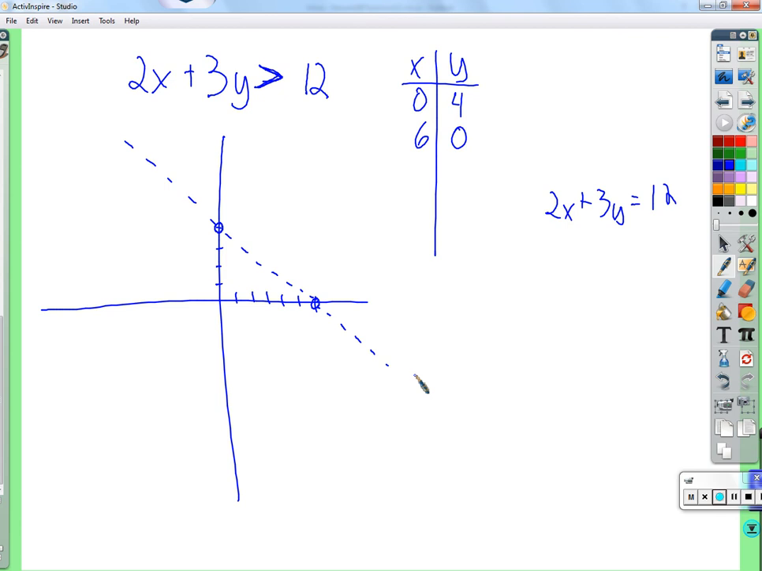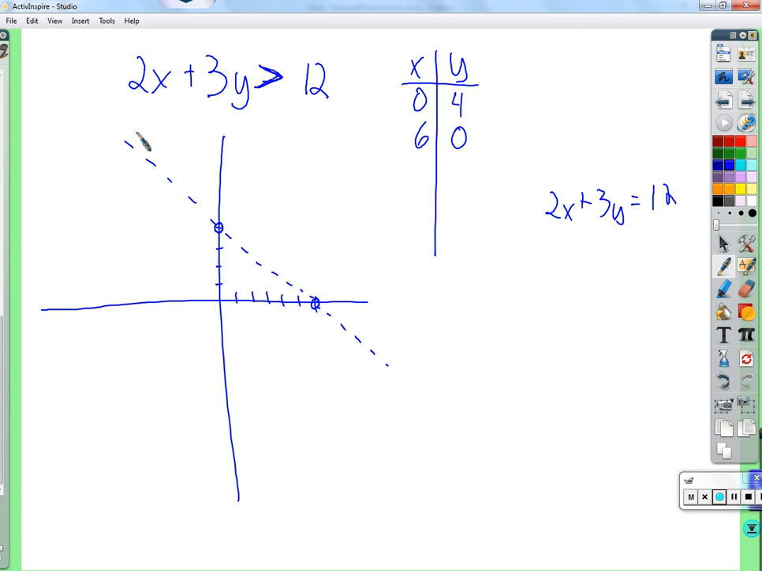Now in this case, when it's written this way, it's kind of hard to tell, do I pick above or below, because it's not y is greater than or y is less than like it was before. But one side of this is going to be shaded and the other is not. Or maybe this is shaded and this is not. You just kind of have to decide. The shaded region is made of an infinite number of points. Each one of those points makes this inequality true.